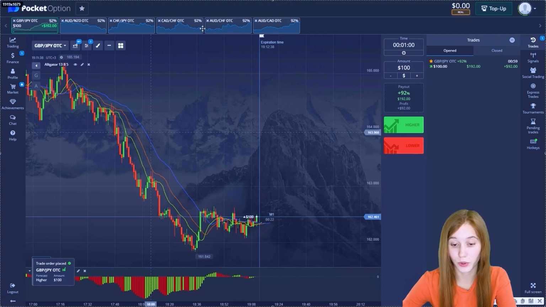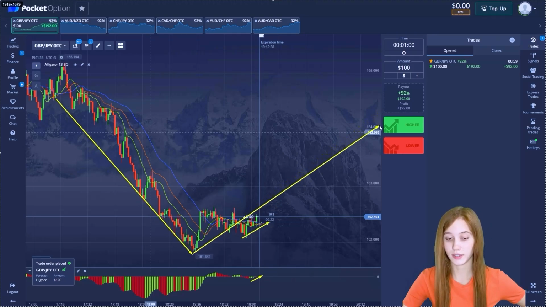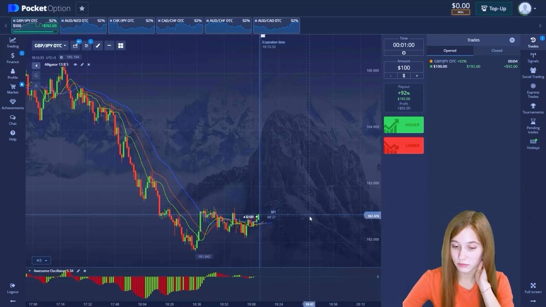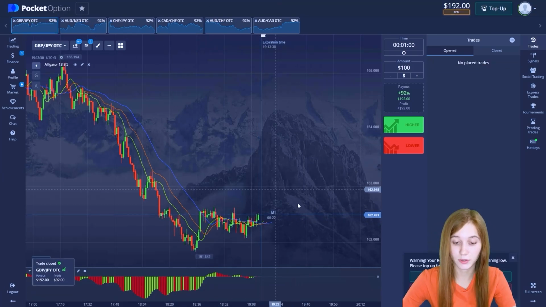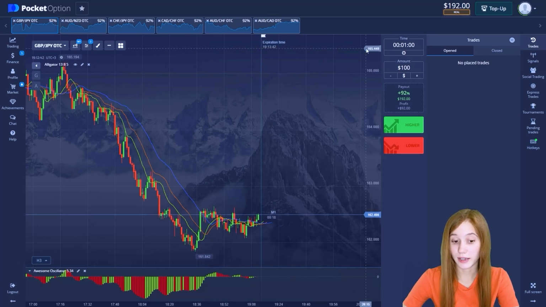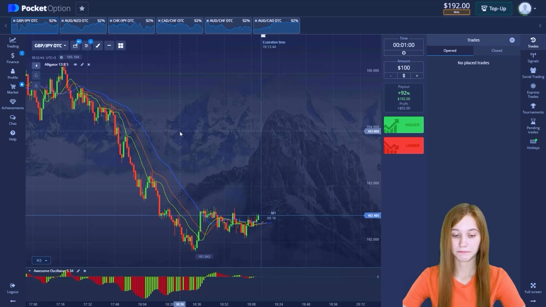We see some growth and a red bar, but basically the general trend we have is an upward trend. This is more likely an increase. Let's see, 4 seconds left until the end. And yeah, our profit is $92. Good. Our balance is $192. Let's move on.